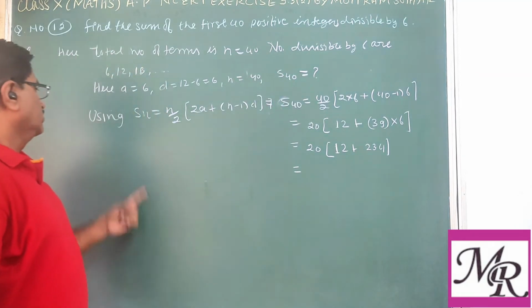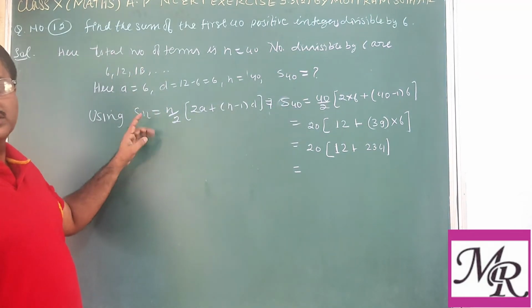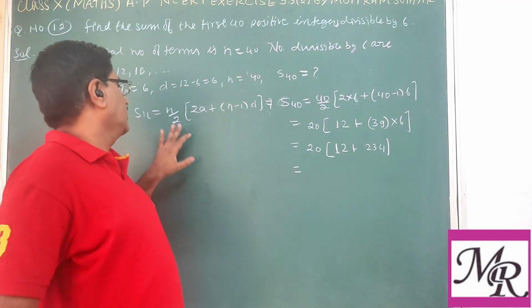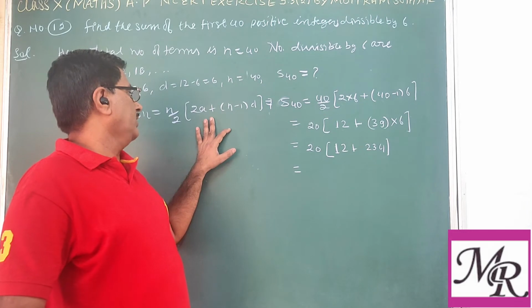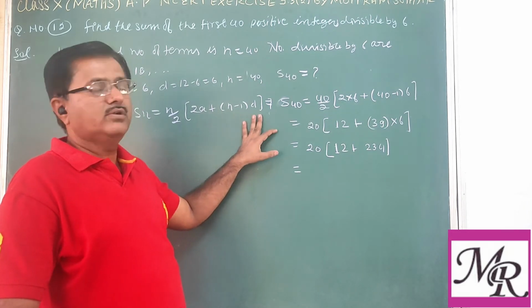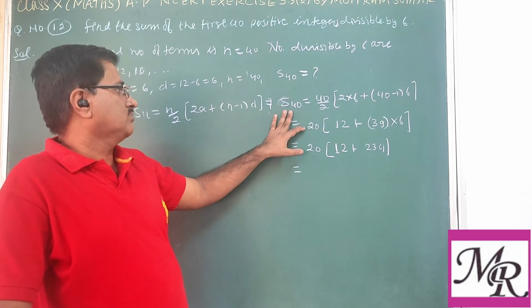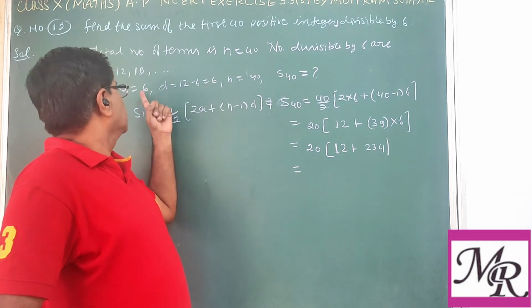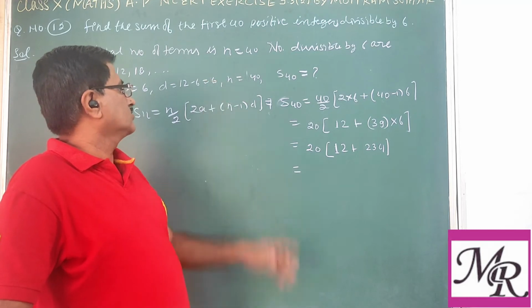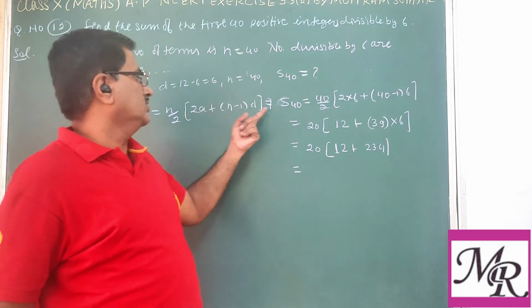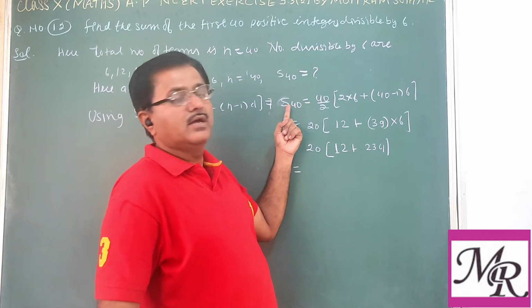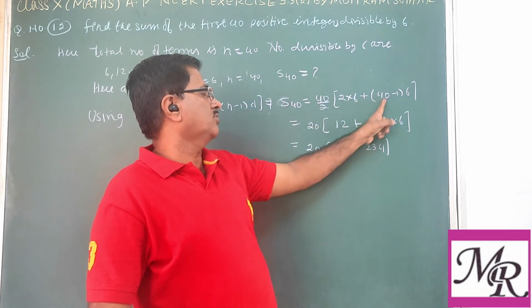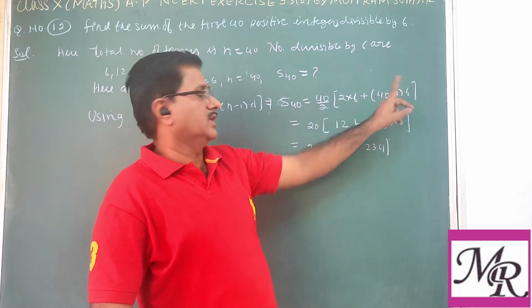Using the formula, as you know, the sum of n terms of an AP is given by n by 2 into (2a plus (n minus 1) into d). That is S40, where we put n as 40, a as 6 and d also 6. Putting all the values in the formula, we get S40 equals 40 by 2 into (2 into 6 plus (40 minus 1) into 6).